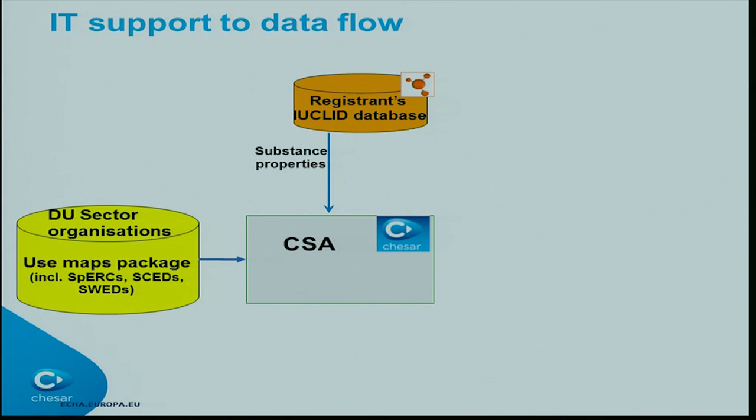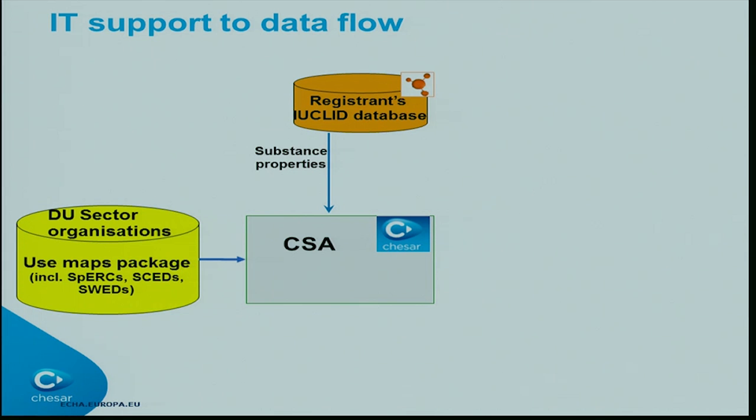Now, we have developed Chesar with a view to really providing IT support for the work by registrants in carrying out their chemical safety assessment. As I said already, the idea is to combine information on the substance properties and on the use information. So when you prepare a registration dossier, you have to report all your substance properties into IUCLID, and Chesar interacts with IUCLID so that it can import directly all the substance information, which is reported in the endpoint summaries of IUCLID.